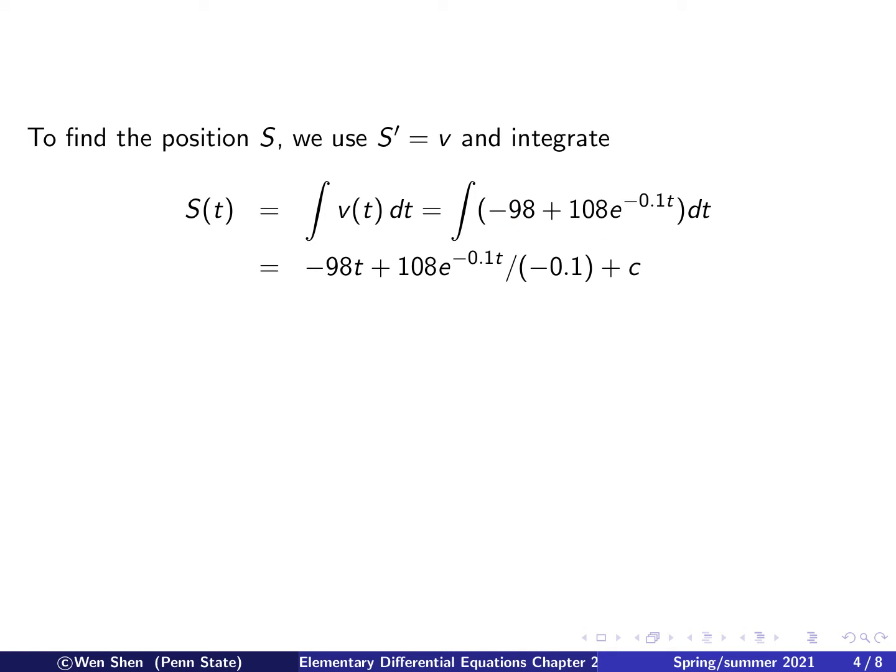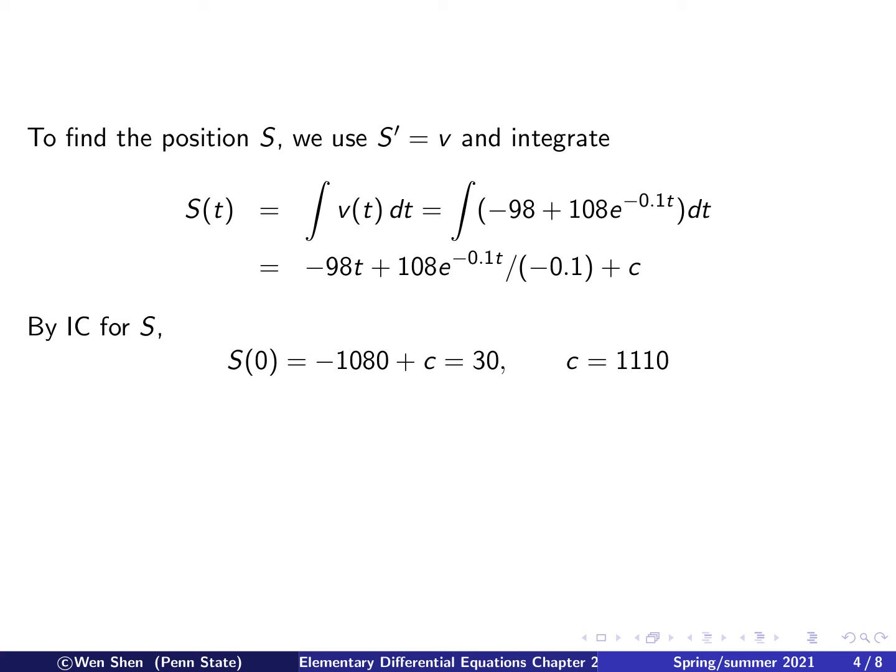This gives me a linear term, and the integral of the exponential function is the exponential function, and then divided by the constant exponent here. And then we have an arbitrary constant coming from the indefinite integral. And then again, that constant can be determined by using the initial condition for s.